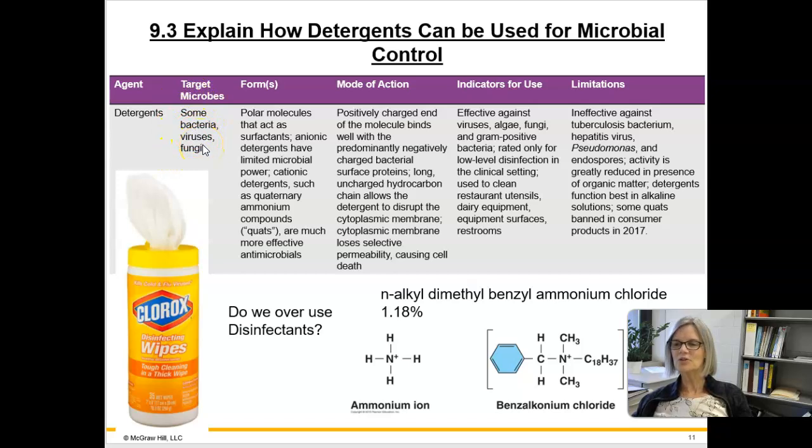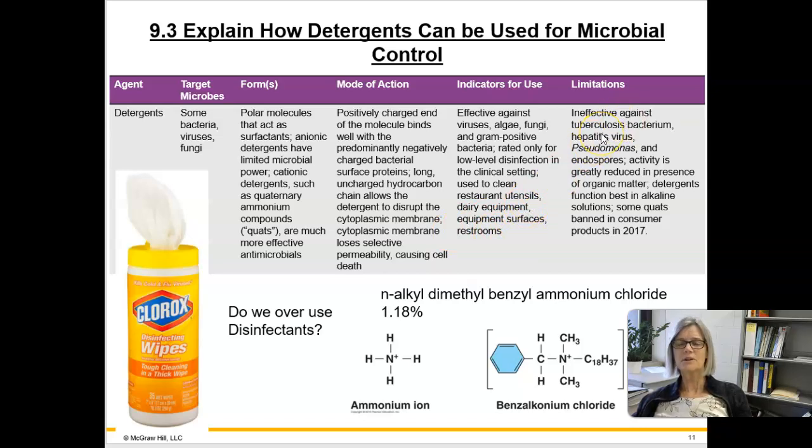I would put this at a low-level germicide, but again, it's something that we use routinely around the home. Here it says rated as a low-level disinfection. In a clinical setting, it's used. It can be used in restaurant utensils, dairy equipment, surfaces, restrooms. We use them all over the place.